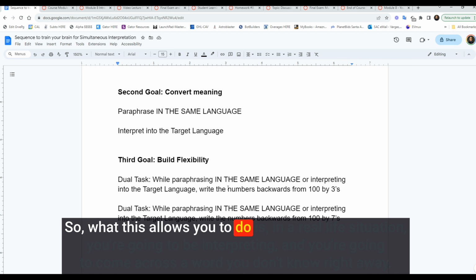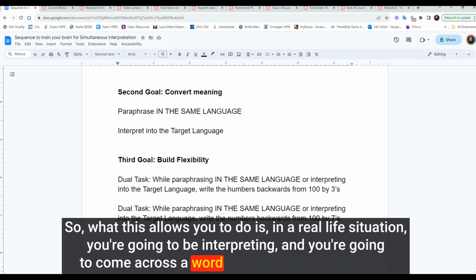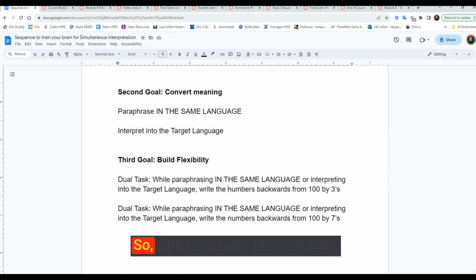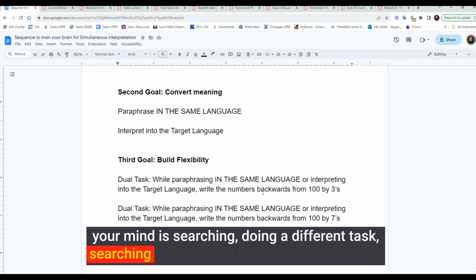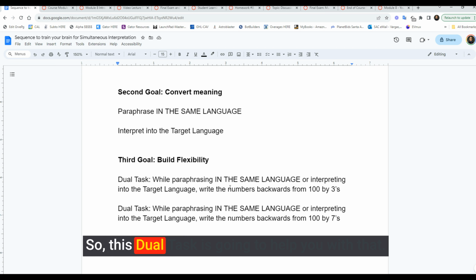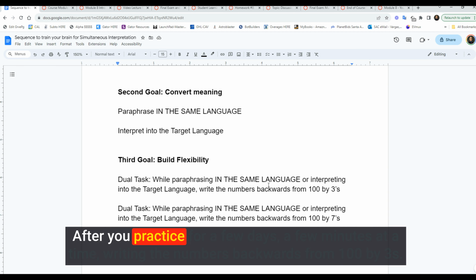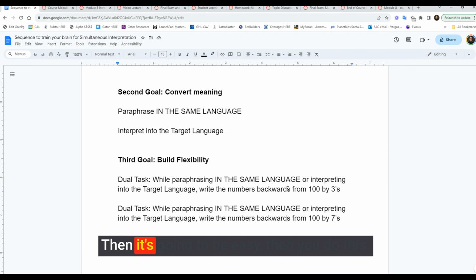What this allows you to do is, in a real life situation, you're going to be interpreting and you're going to come across a word you don't know right away. So while you keep interpreting, your mind is doing a different task, searching for this word in your memory bank, literally your memory bank, while you keep interpreting. So this dual task is going to help you with that. After a while, this is going to become easy. After you practice for a few days, a few minutes at a time, writing the numbers backwards from 100 by threes, then it's going to be easy.